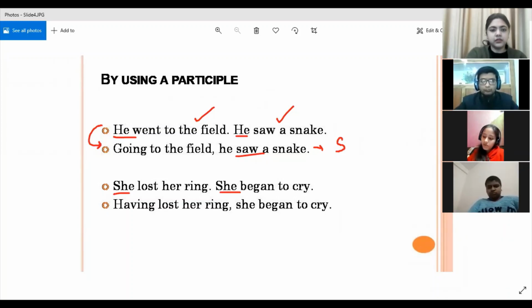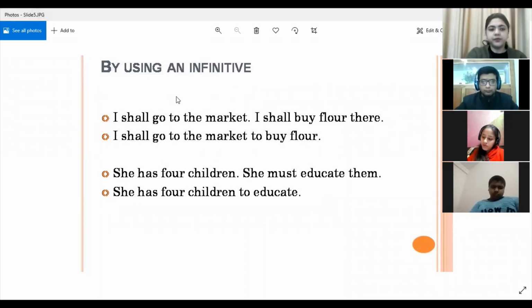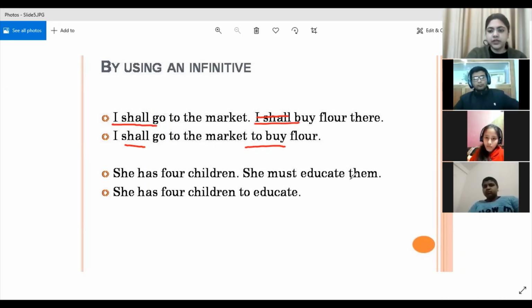All right. Next is by using an infinitive. How can you use an infinitive? I shall go to the market, I shall buy flour there. So what we'll do is: I shall go to the market to buy flour. Instead of using the subject and the helping verb again, we replace it with an infinitive, so, to buy. This is an infinitive. And if you notice, there is only one finite verb, which makes it again a simple sentence. Next example: she has 4 children, she must educate them.